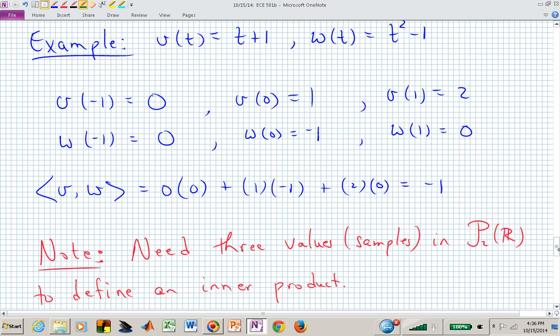And what was it using the other? Minus 1. So they both gave us a negative value for the inner product, but we didn't have to have the same numerical value for the inner product.